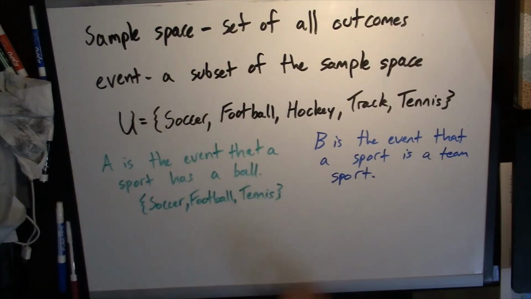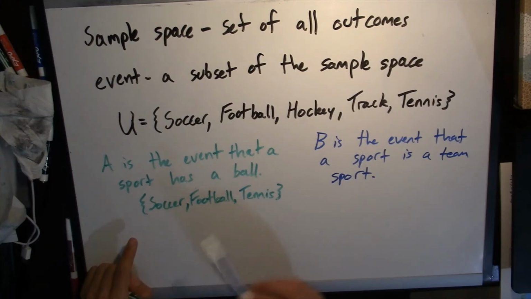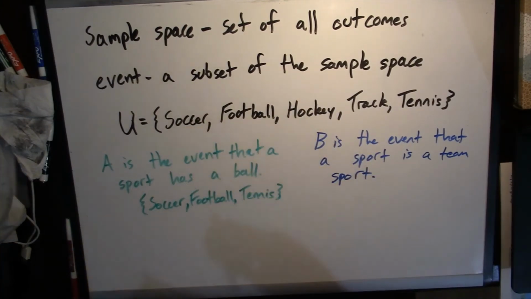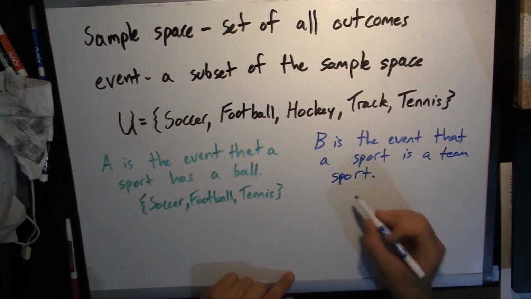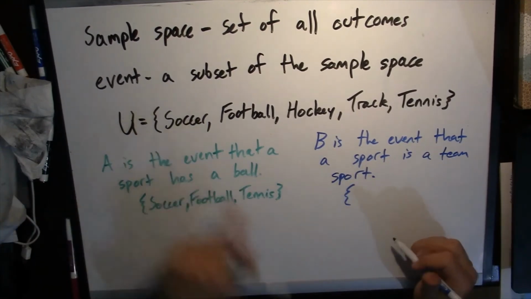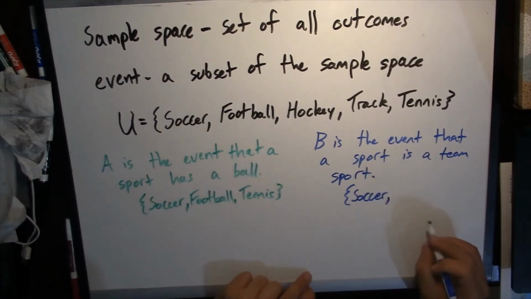That's what makes this an event. Talking about probability, kind of giving a little bit of a preview, we could ask what are the chances that we pick a sport that has a ball? And then we could do probability that way, but we'll get more into that later. B is the event that a sport is a team sport. So this would be the set of all the team sports. Well, soccer is a team sport. Football is a team sport.